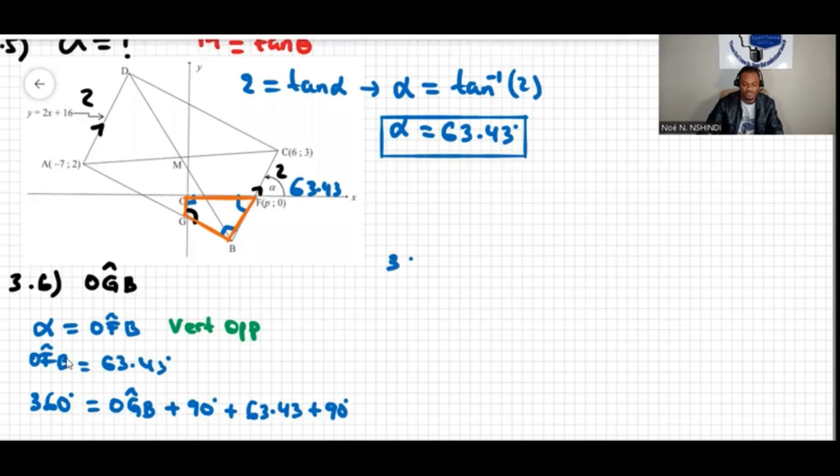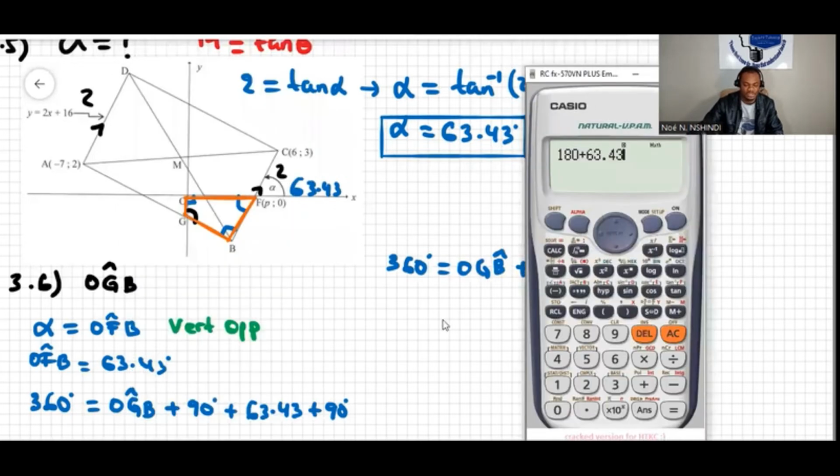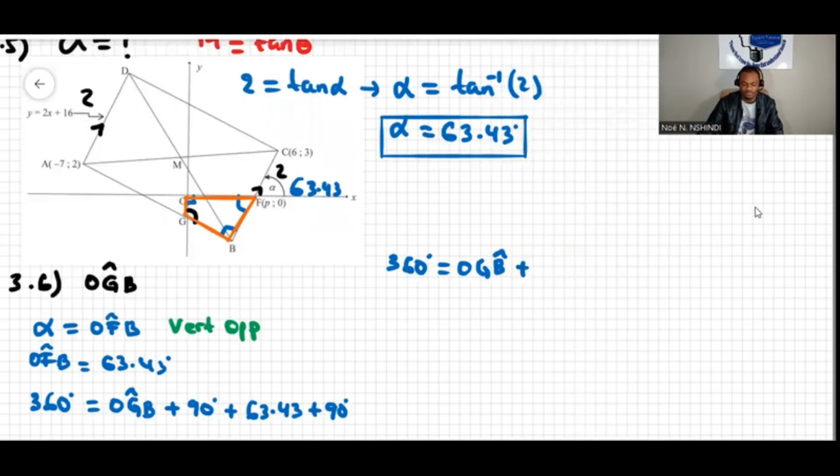Now I can move all this over, so let's just simplify. That's going to be 360 degrees equal to OGB plus, let's use my calculator, 90 plus 90 makes 180, plus 63.43. So I first did 90 degrees plus 90 degrees, that makes 180 degrees, plus 63.43 is equal to 243.43.